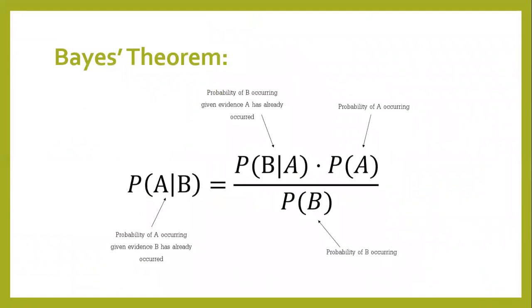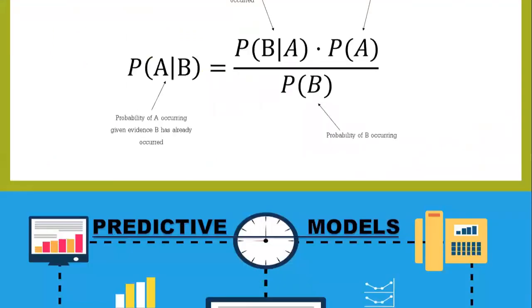This is the Bayes theorem formula. The probability of A occurring given evidence B has already occurred is given by the probability of B given A has already occurred, into the probability of A occurring, divided by the probability of B.